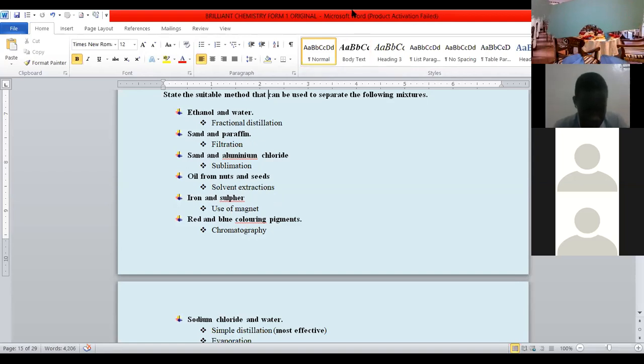Mwalimu, what if I just say distillation? Yes, you will be wrong. What is the difference between distillation and simple distillation?